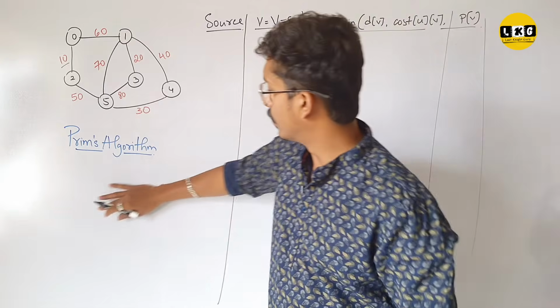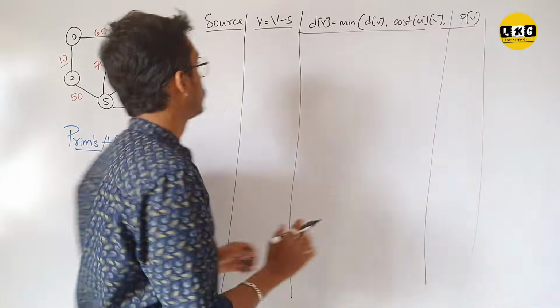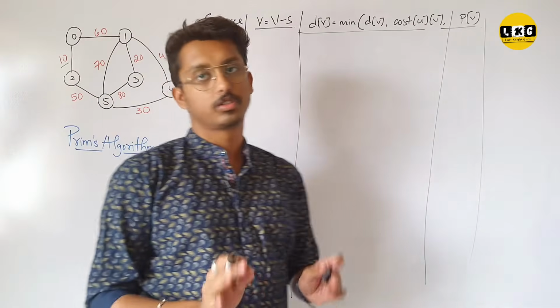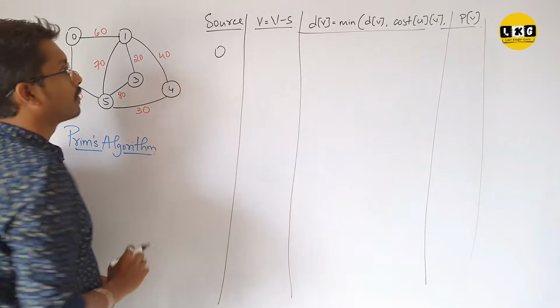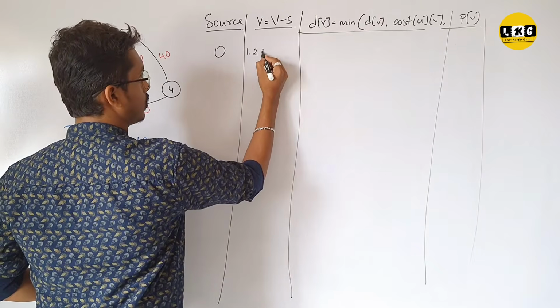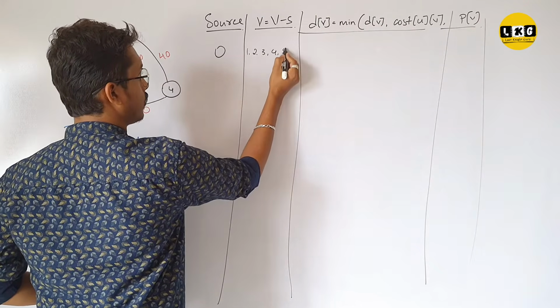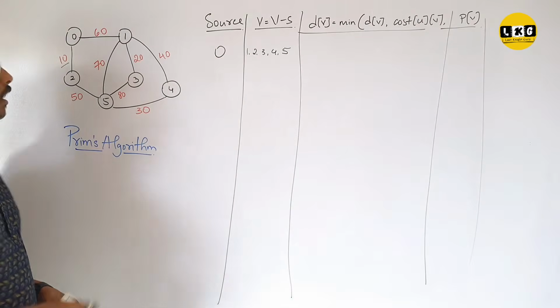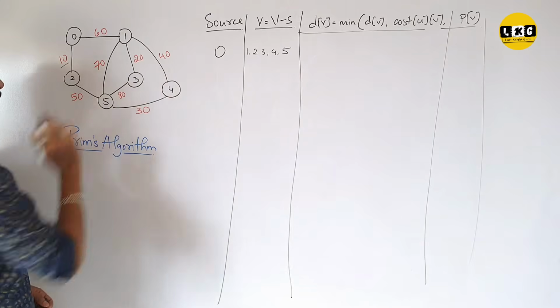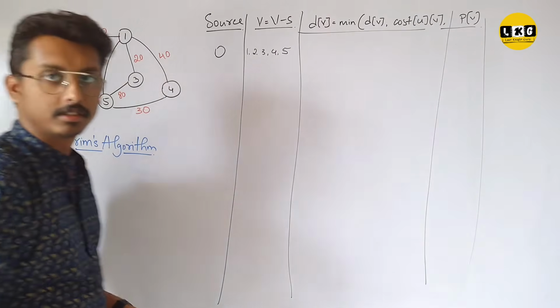We will go in ascending order, so I will choose 0 as our source. What are the remaining vertices apart from 0? The remaining vertices are 1, 2, 3, 4, 5.